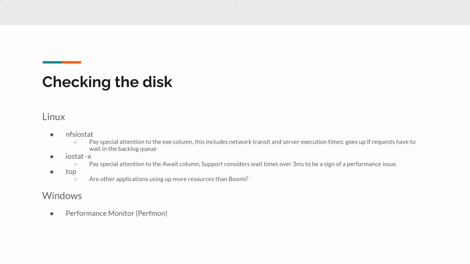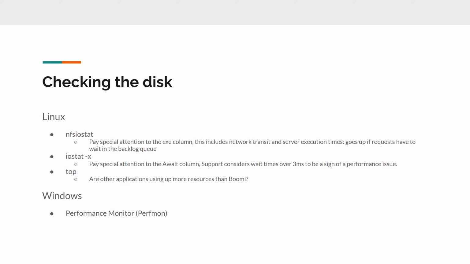The top command is also very useful. Remember, one of the other possible things that could be happening here, if it's not the disk, is that other applications are using up a ton of resources. So Boomi's got plenty of memory, but there's not enough memory on the machine to really service Boomi. Top will help show you what other applications are doing.